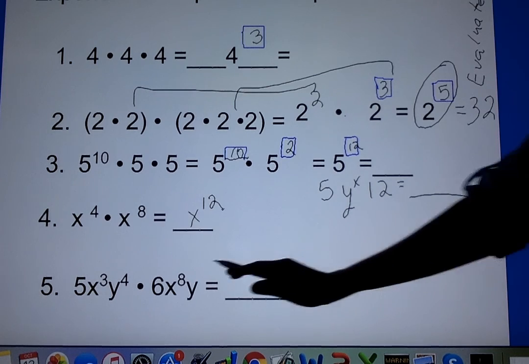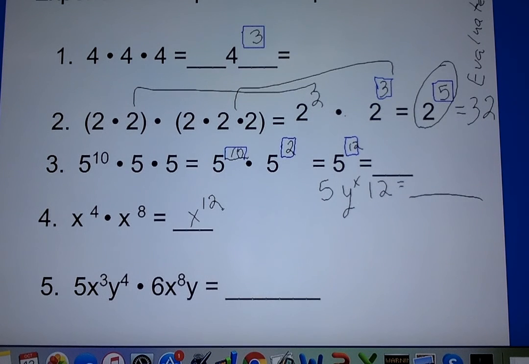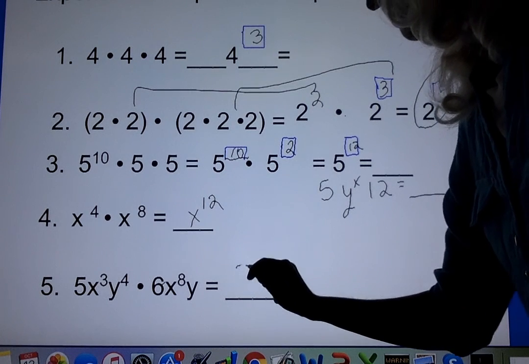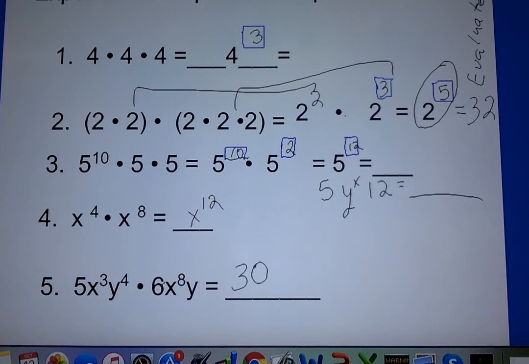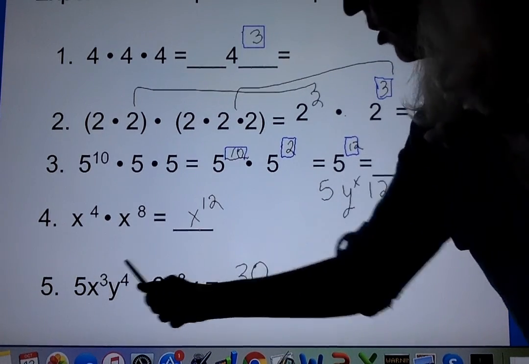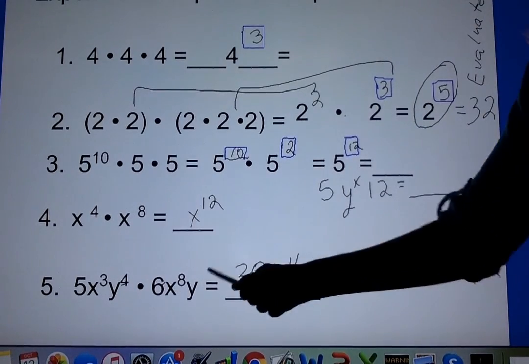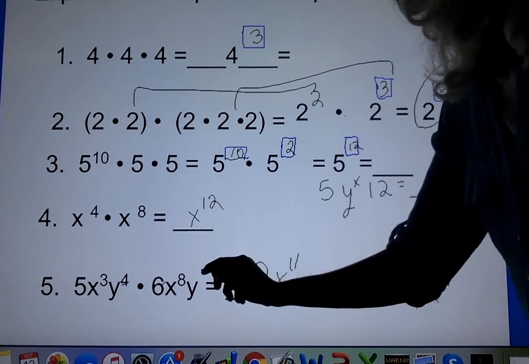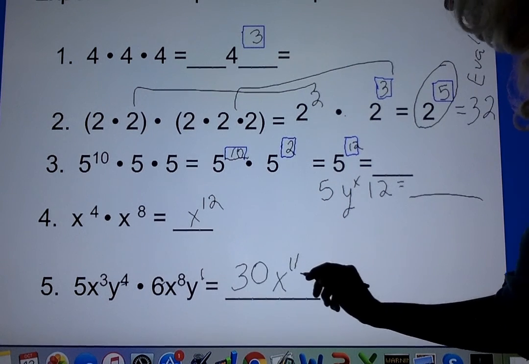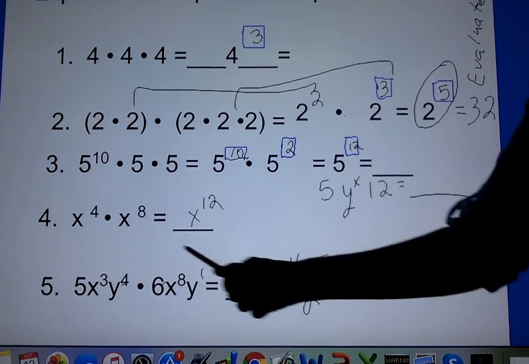Now, here's a mix of both variables, which is your letters, and numbers, which is your coefficient. The coefficient means it's a number in front of the variable. So we go 5 times 6 is 30. We multiply the number in front. Now when we have the bases the same, x's are the same, we can add the exponents. 3 plus 8 is 11. And then y to the fourth, y. If y is by itself, we should put a 1 there, so we remember we're going to add 1. Too many times students don't do that. So we go 4 plus 1, and that's y to the fifth. And so, again, multiplication.